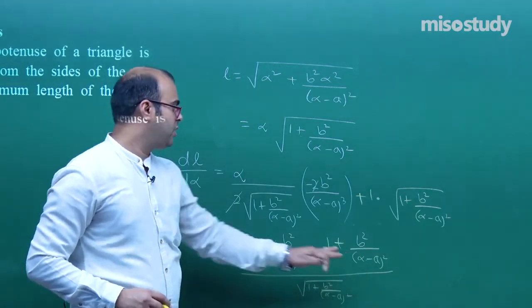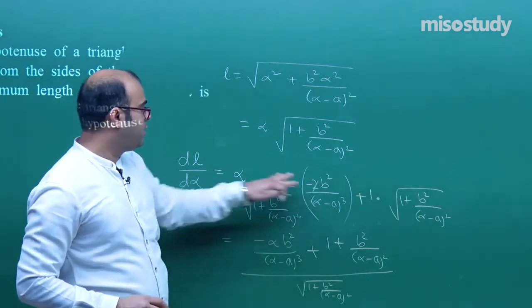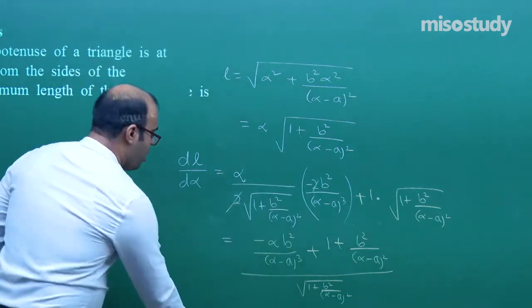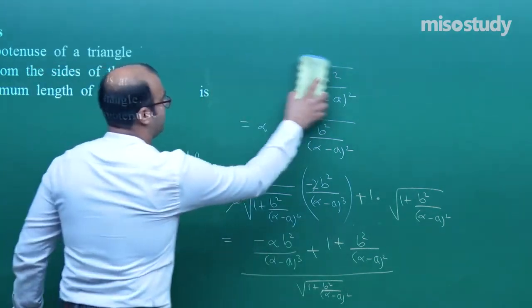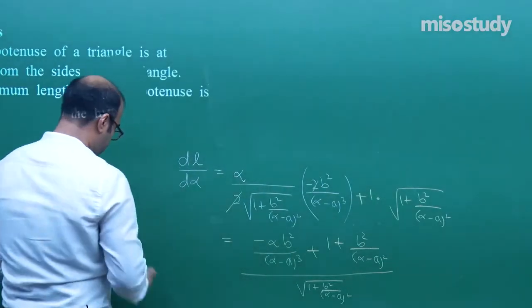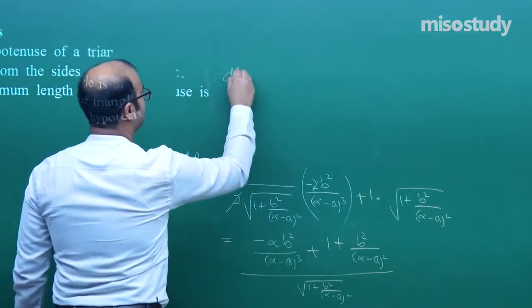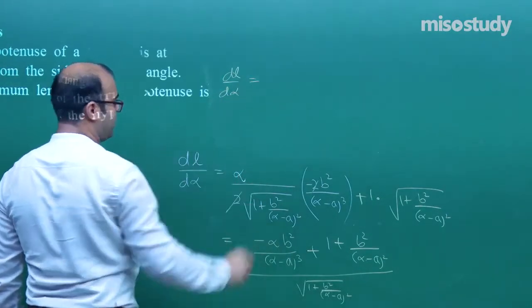This is written like this. This is in the LCM. This term is written here. So, dl by d alpha is this. There is a little calculation here, but not any more calculation. This is it. So, we are approaching the answer.